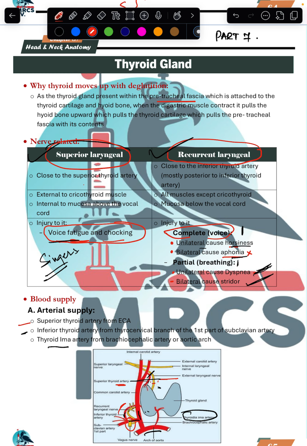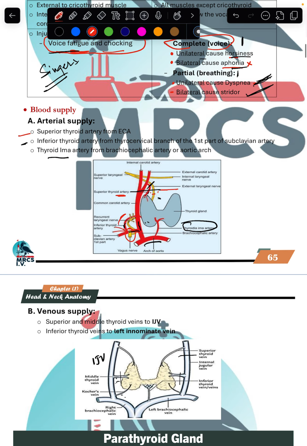It is attached to the thyroid cartilage and hyoid bone. So when the hyoid and thyroid cartilage move up and down because of deglutition, the thyroid gland itself moves up and down. Regarding the two important nerves around the thyroid gland, most of the questions are coming regarding the superior laryngeal and recurrent laryngeal. Superior is above, recurrent is below. So the nerve which is coming from above is the superior laryngeal.